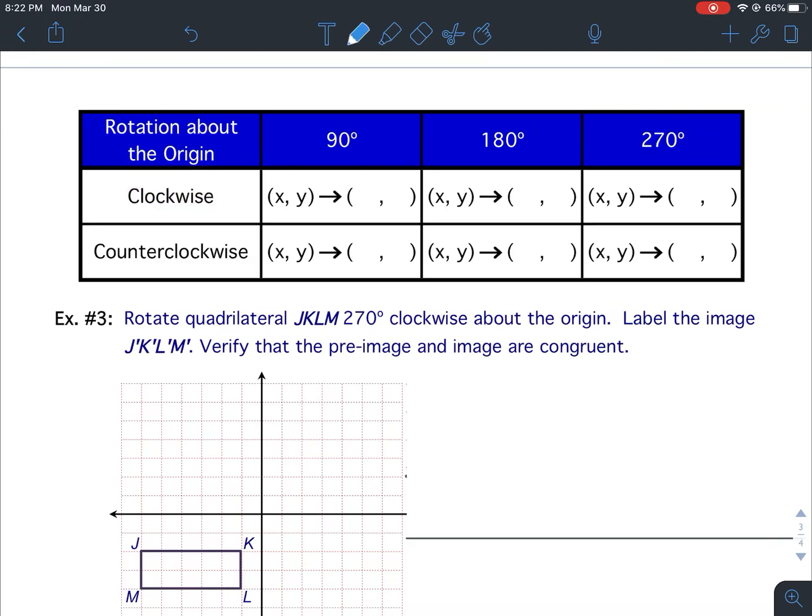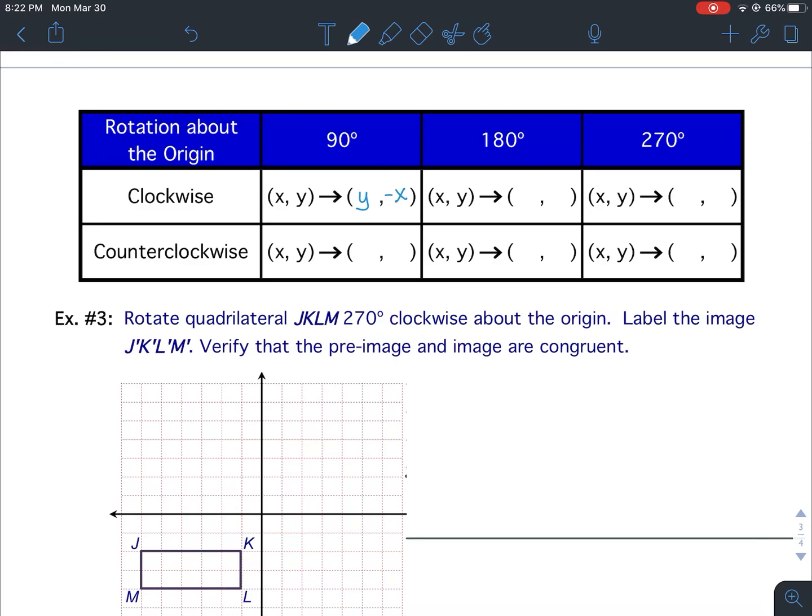If we are going clockwise 90 degrees, and your original point for the pre-image was (x, y), then your image point is going to be (y, -x). What that means is, whatever your y coordinate was, that becomes your x coordinate. And then whatever your x coordinate was, you're going to take the opposite of it, and it will become your y coordinate. Again, I will show you more on this when we go to do the examples.